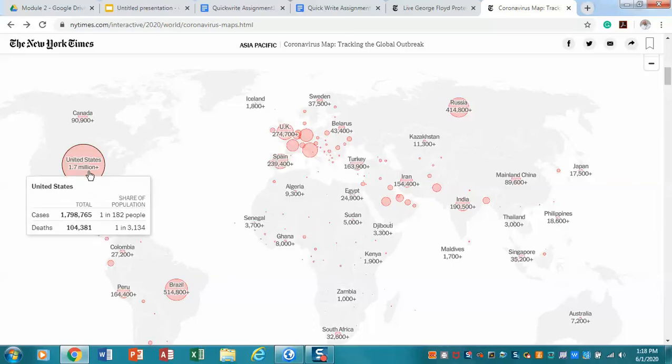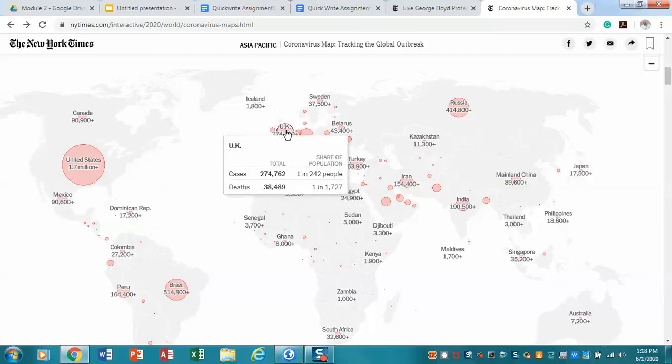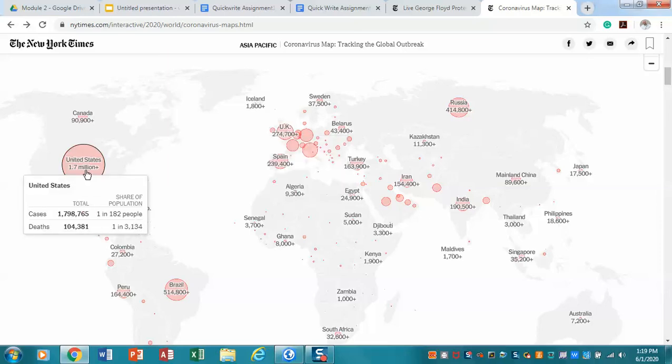So you'll notice here, in the United States, we have almost 8 million cases. But we've normalized it by share of the population. So 1 in 182 people have been diagnosed with the disease. Now, if we compare that, let's go over to the United Kingdom. And again, remember, we have almost 1.8 million cases. The United Kingdom only has 274,000 cases. But let's take a look at it from the standpoint of normalization. Again, just over 250,000 cases, 1 in 242 people. Here, 1 in 182 people.